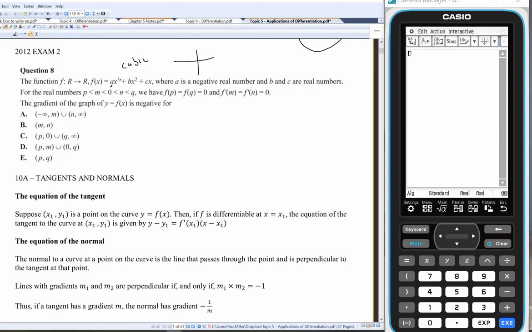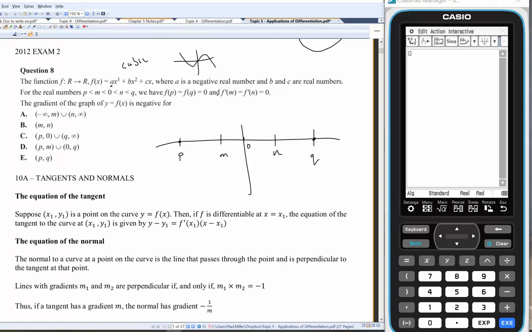So what do we know about cubics, power 3, that are negative? They start with a negative gradient, so they look like that. b and c are real numbers. Okay, p less than m less than 0. All right, so what we've got essentially is numbers on the number line: p, m, 0, n, and q. Now f of p equals f of q equals 0. So when I put p into the function, I'm going to get 0. So it means that p is an x-intercept and q is an x-intercept as well.